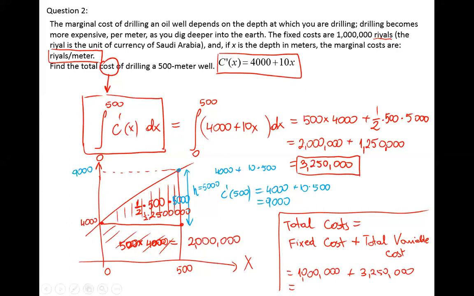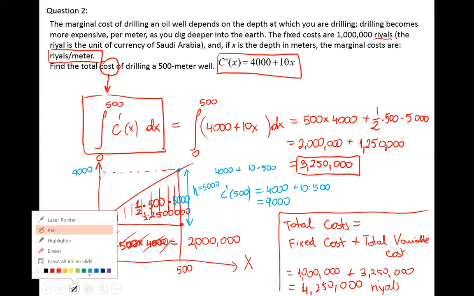Okay, and the final answer is of course 4,250,000. And of course, this is dollars. Actually, not dollars, riyals. Can I say this? The units of the currency of Saudi Arabia. I can put this.